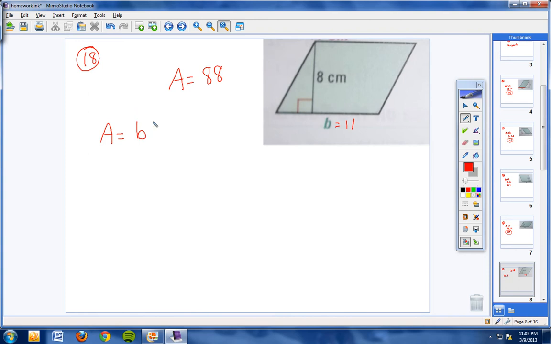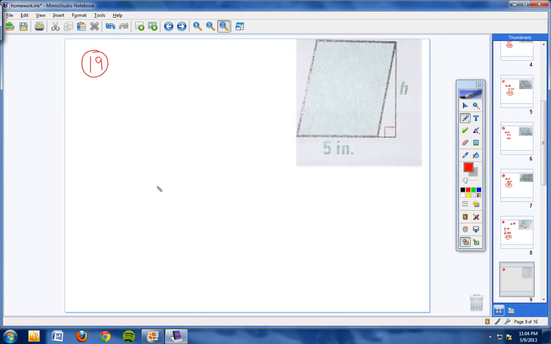Area equals base times height. Where the A is, I'm going to substitute 88. Where the base is, I'm just going to leave that B. And where the height is, I'm going to put an 8. Well, B times 8 is the same thing as 8B. We're going to divide both sides by 8, and B equals 11. Excuse me. All right, number 19.